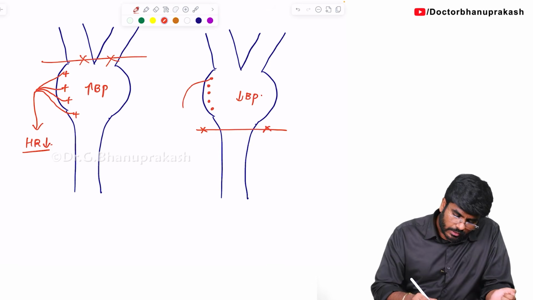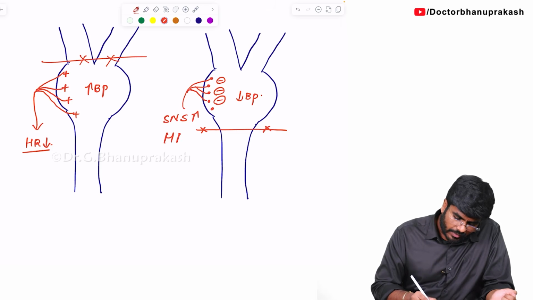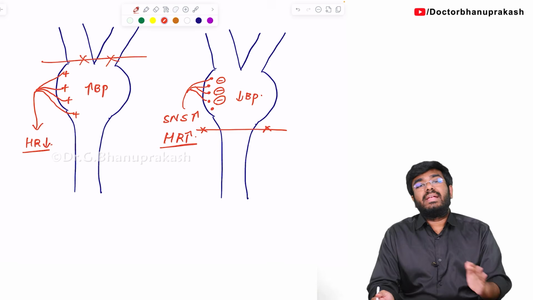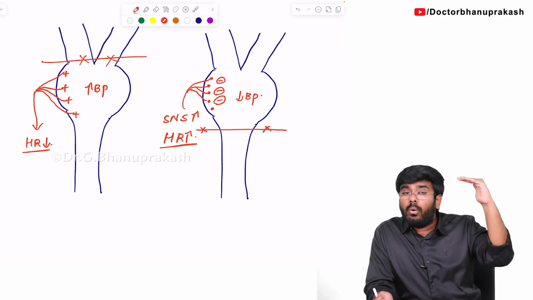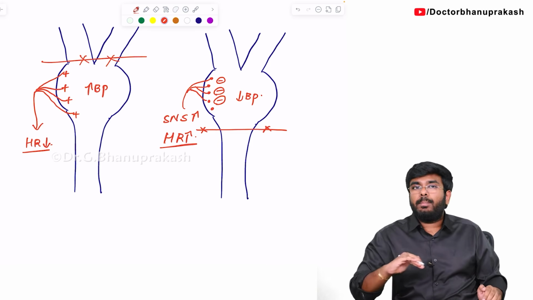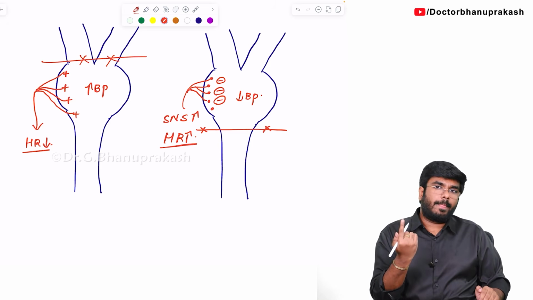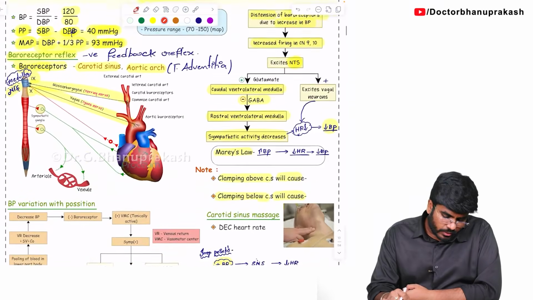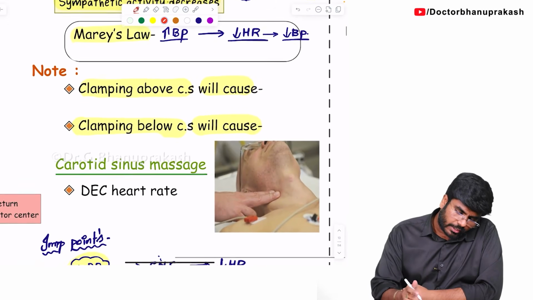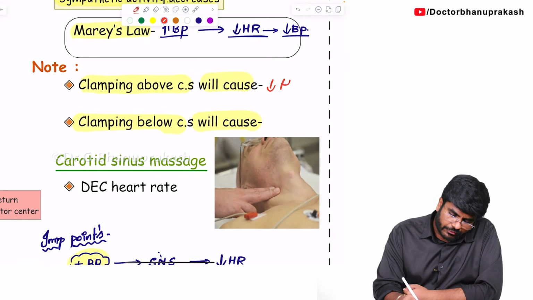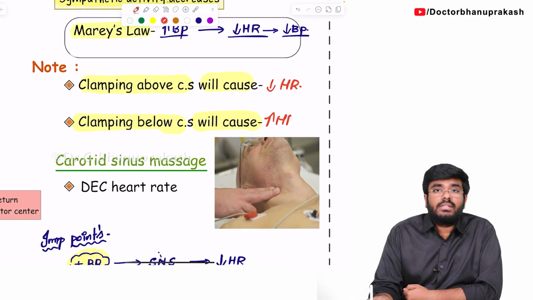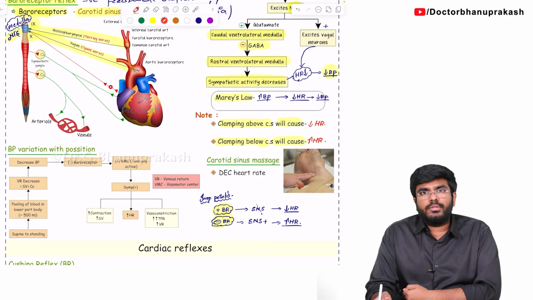So now what will happen? You know the logic. Whenever the baroreceptors are inhibited, what will happen? The sympathetic nervous system is activated and what will happen to the heart rate? Increases. So exactly opposite. Clamping above decreases the heart rate. Clamping below increases the heart rate. Okay. So these are the MCQs that you can expect in your exams. Clamping above the carotid sinus will decrease the heart rate and clamping below the carotid sinus will increase the heart rate. Okay.